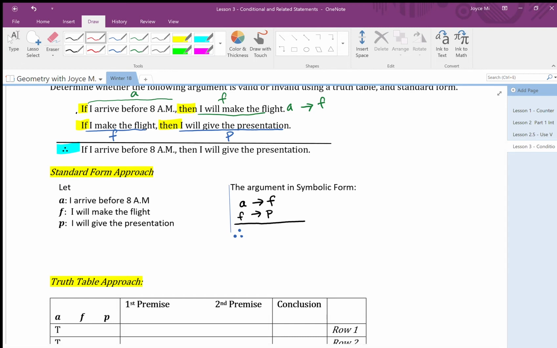So I arrived before 8 a.m. Again, this part here, arrived before 8 a.m., is A. Then I will give the presentation. I will give the presentation is F. And I also see that it's if and then, so it's a conditional statement. So A implies F. And that is the symbolic form for this argument.